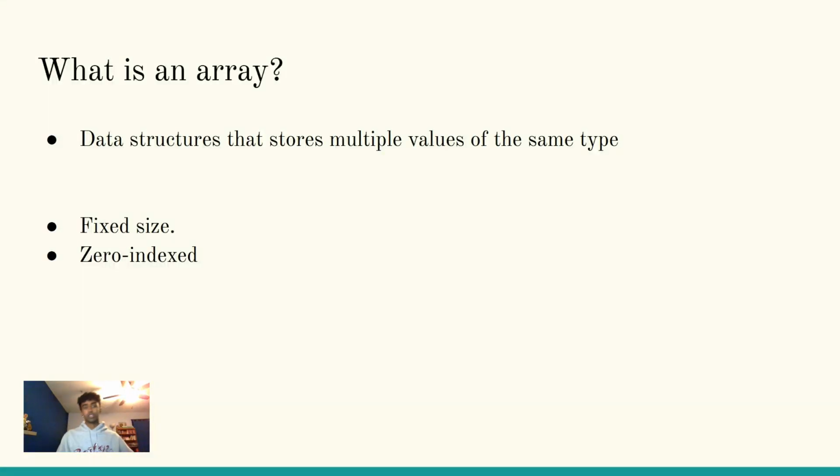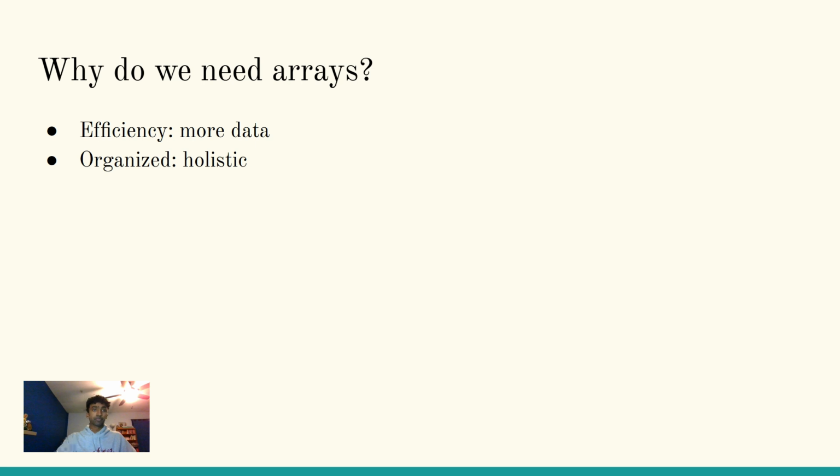So to start off, arrays are defined as data structures that store multiple values of the same type within a single variable. And two key features of arrays are that they are fixed size and zero indexed. And we'll circle back to these key features later on, but just keep them in mind for now.